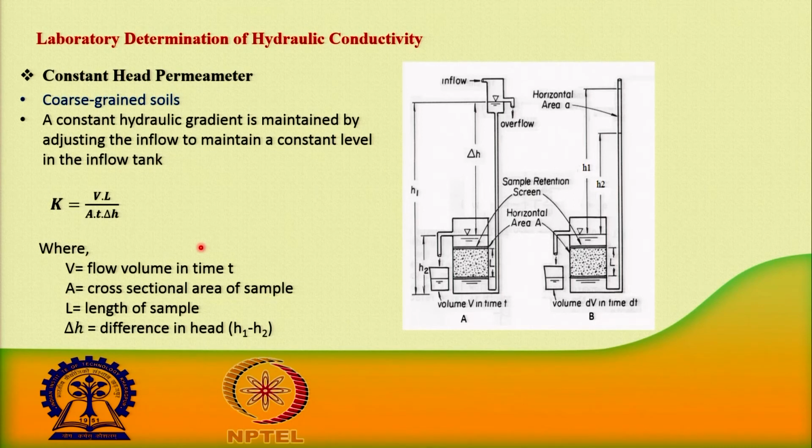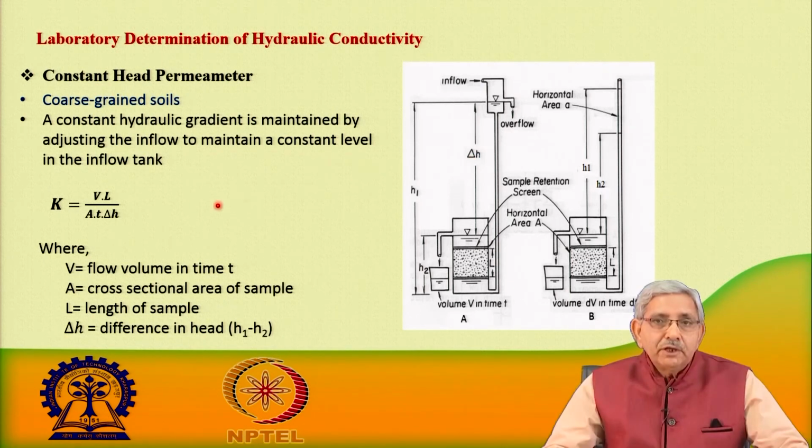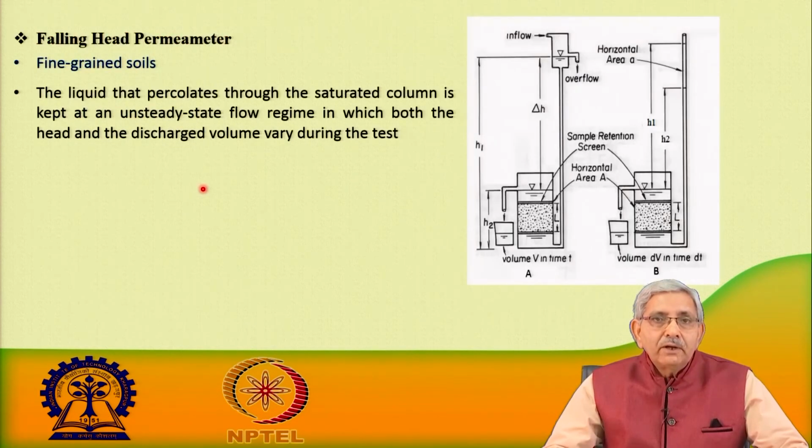This becomes your Q, and then that is divided by area. So, this becomes your velocity unit, and then L refers to the length of the saturated soil core sample, and delta H is the head difference. This value is used to find out the hydraulic conductivity. So, this expression is applied to obtain the hydraulic conductivity.